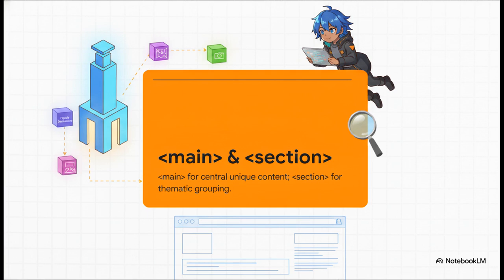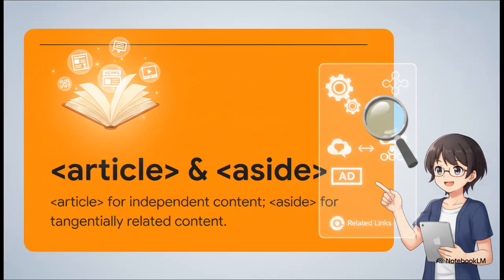Visually, the browser just sees these as standard containers that do absolutely nothing special on the screen. But semantically, they tell the browser that all the elements inside are related to one specific topic, making them incredibly powerful. Moving right along, we have the article and aside tags.